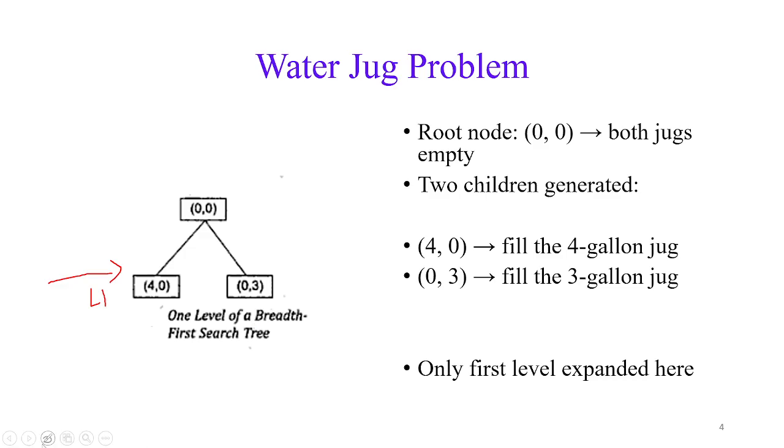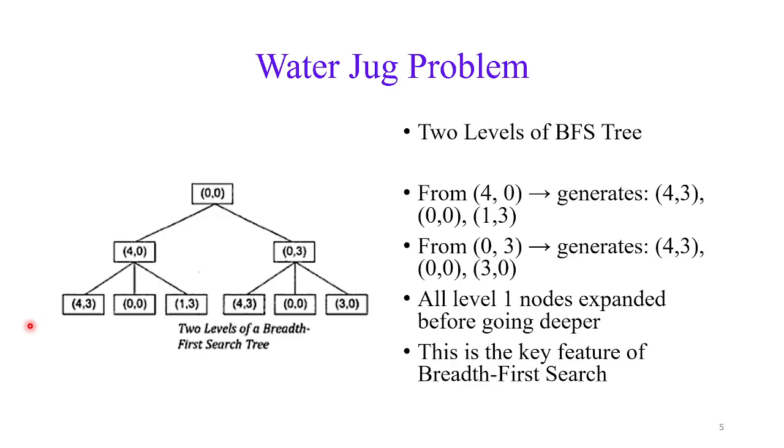Now before going deep, before expanding any of these two nodes further, BFS will first make sure all nodes at this particular level are generated. Now we will try and generate the next level from here. So now you can see the two levels. This is level 1 and this is level 2.